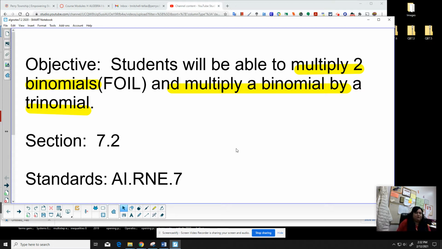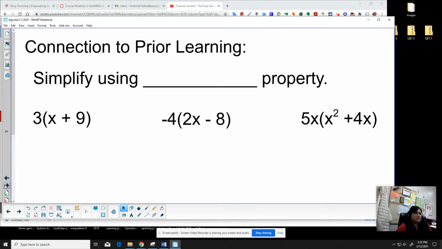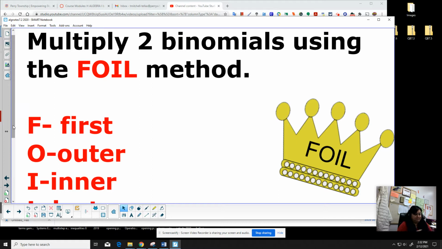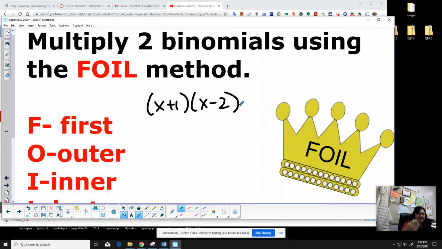We're going to do the video for section 7.2, which is multiplying binomials using FOIL and multiplying a binomial by a trinomial. All right, so when we multiply binomials, something like maybe x plus 1 times x minus 2, we follow the method of FOIL. And FOIL helps us to know what to multiply first, second, third, and fourth.